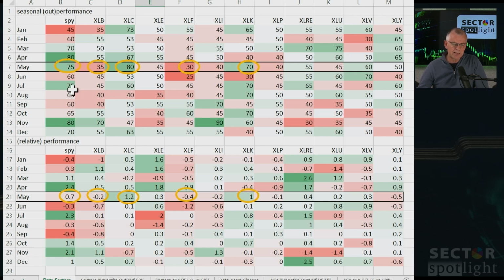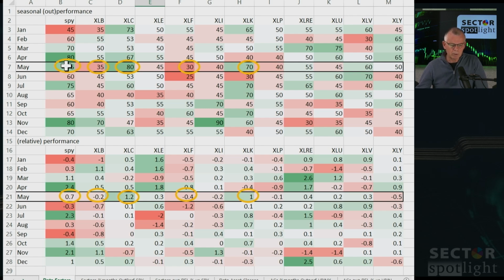Let's take a look at the S&P 500. So SPY, 75% of the last 20 years of May, the S&P closed higher than it opened. So 75% of the time, the S&P 500 actually moved up. That's a pretty good number.